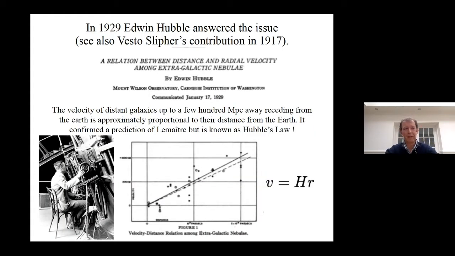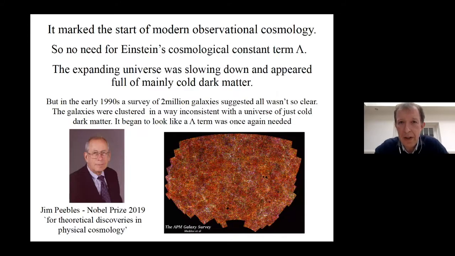He had to give in to the fact that it was expanding when in 1929, Edwin Hubble demonstrated conclusively that distant galaxies were actually moving apart. These distant galaxies were actually receding from us with a velocity which was proportional to their distance. This confirmed a prediction of Lemaître, actually, in his equations. Lemaître predicted this would happen, but it's known as Hubble's law. This kind of marked the start of modern observational cosmology. Now the universe was expanding. There was no need for Einstein's cosmological constant term. And he's quoted as saying it was the biggest mistake he made.